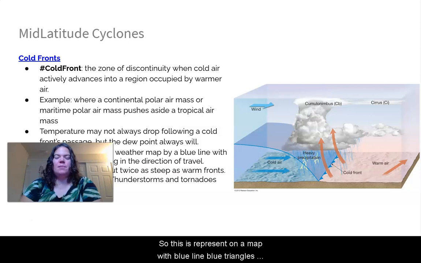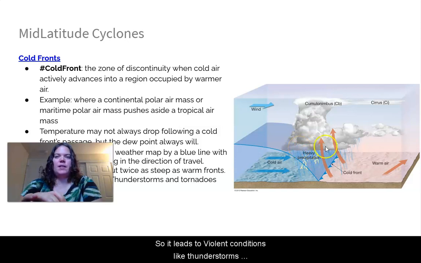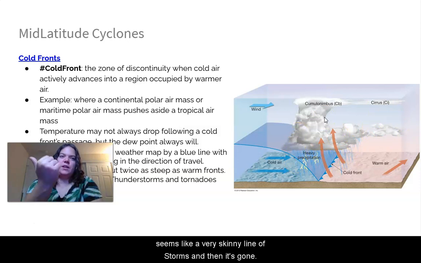So this is represented on a map with a blue line, blue triangles pointing in the direction of travel. The slopes are about twice as steep as a warm front, so it leads to violent conditions like thunderstorms and tornadoes. So there's not much warning ahead of it. You just see a very skinny line of storms and then it's gone.